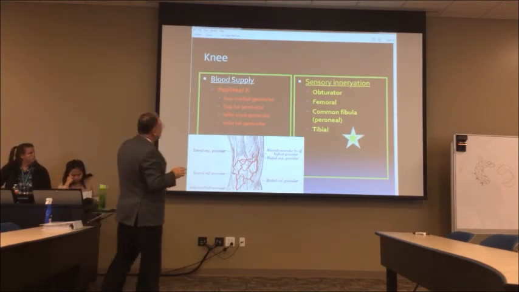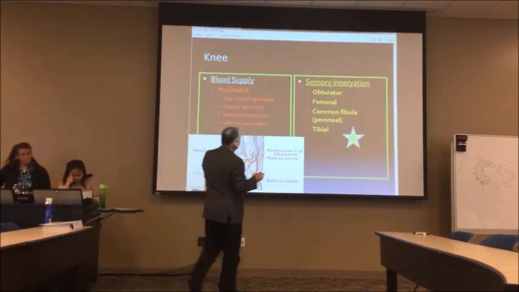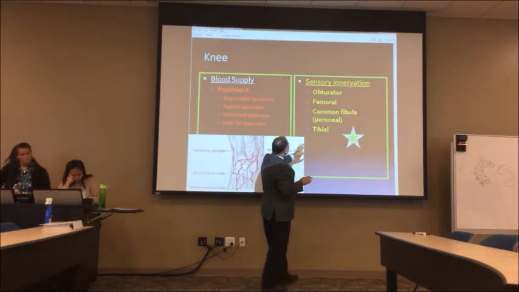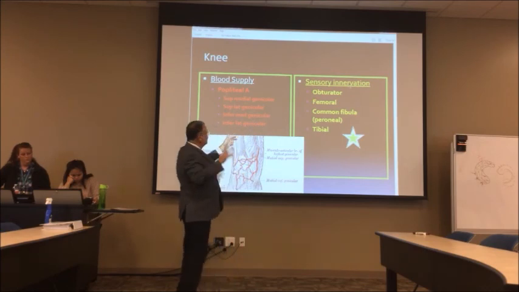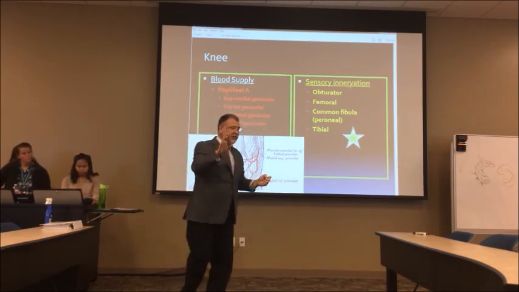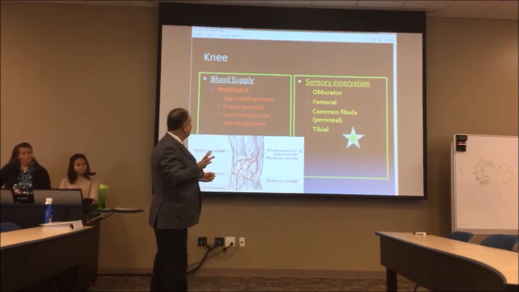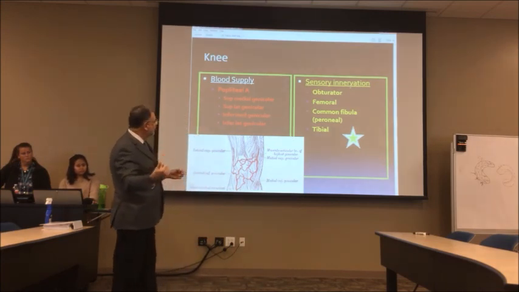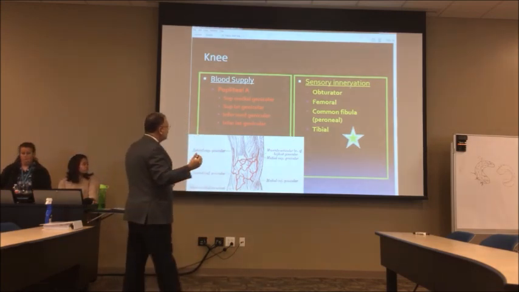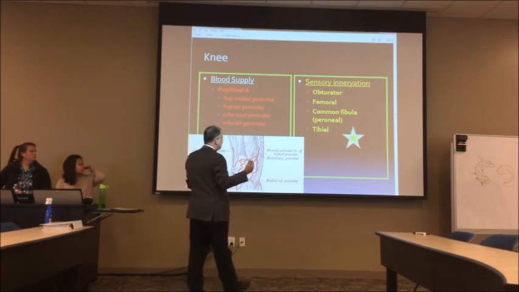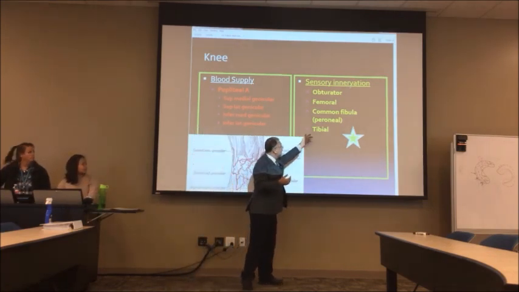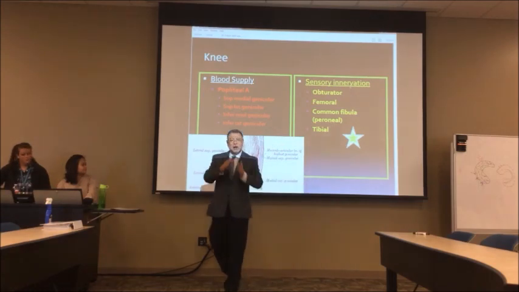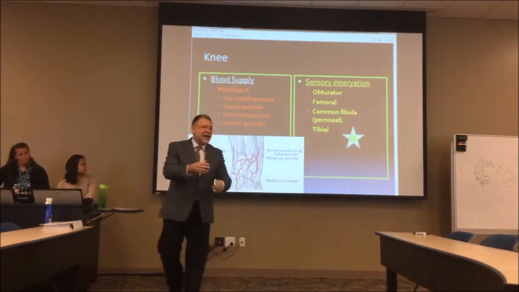Sensation or innervation should be really considered. As motor, from the obturator and the femoral, both are specific from the lumbar plexus as the anterior and posterior division. Then you're going to have the common fibular or peroneal, and also the tibial, coming from the sciatic nerve. Those are the two divisions of the sciatic nerve.